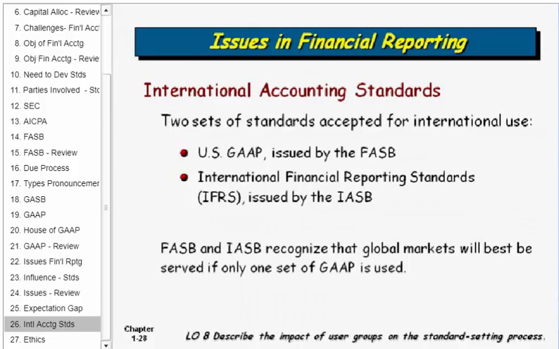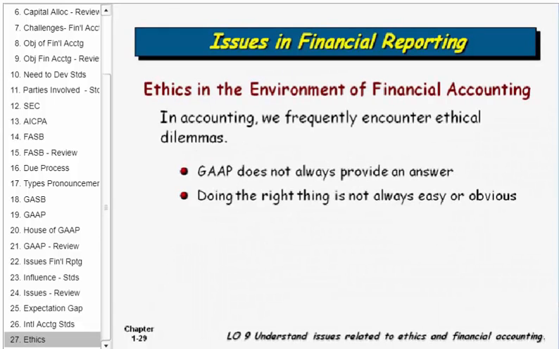Also, another issue is the role of international accounting standards. And that's the idea that there are two sets of standards out there. There's the U.S. GAAP issued by the FASB, and then there's the International Financial Reporting Standards issued by the IASB. And both are considered global leaders, right? And both have recognized that the global markets will best be served if we have only one set of generally accepted accounting principles in place. So there is an effort in place to bring those two authoritative bodies of knowledge into a movement into just one set of GAAP. We also have ethics in the environment of financial accounting.